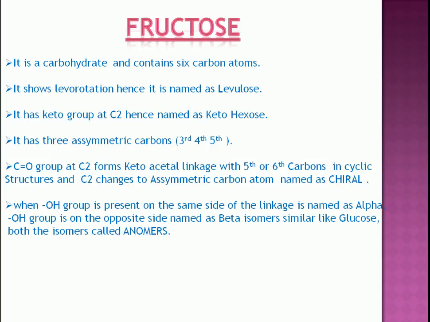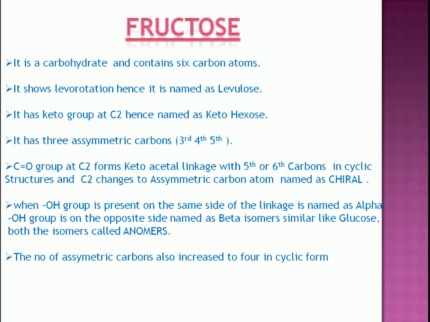When the OH is on the same side of the linkage, it is named the alpha isomer. When the OH group is on the opposite side of the hemiacetal linkage, it is named the beta isomer. This was also discussed in the structure of glucose, which is similar. What is the name of these isomers? These isomers are named anomers.